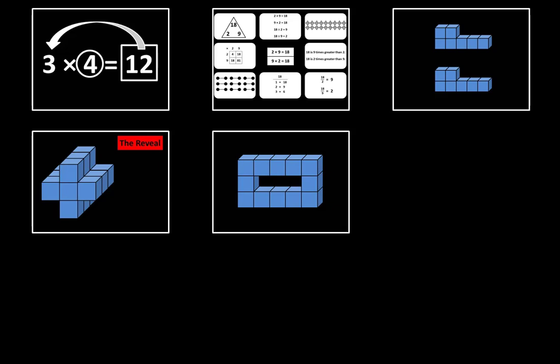The challenge is to see if you can think about it in more than one way at the same time. For example, you might think about 2 groups of 5 and 2 ones, or you might see that 2 groups of 6 is equal to 12, or you might see 4 groups of 3. And of course, if there are 4 groups of 3, then there must be 3 groups of 4, like this.